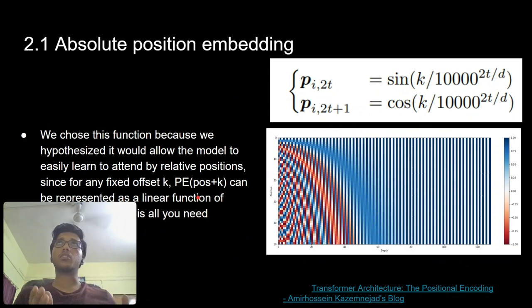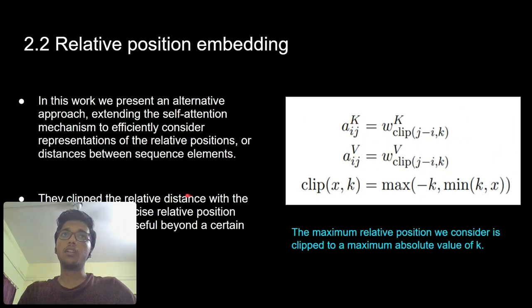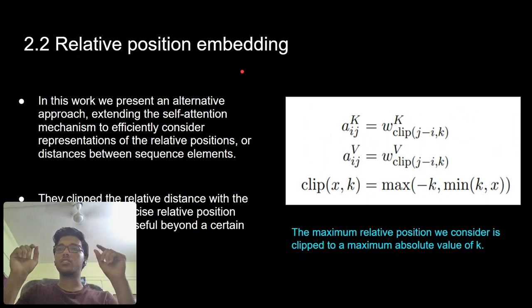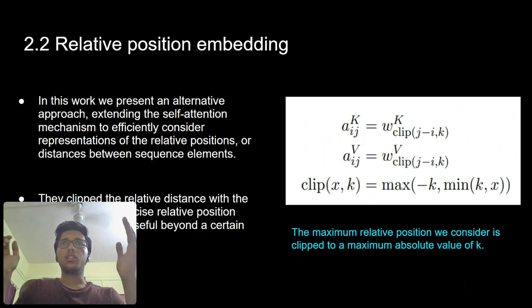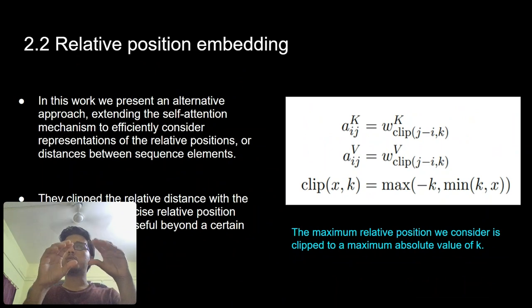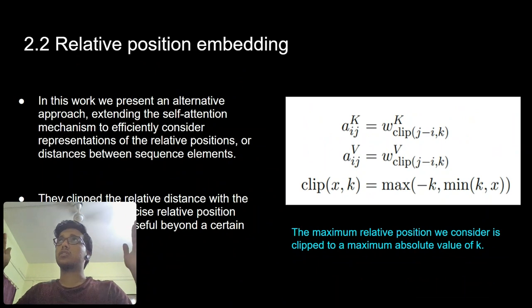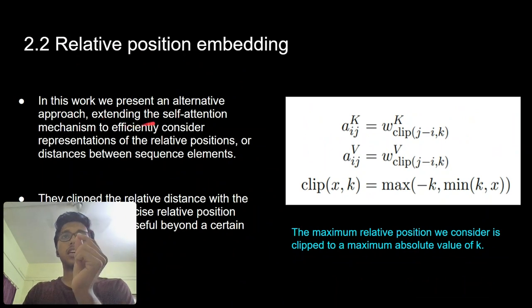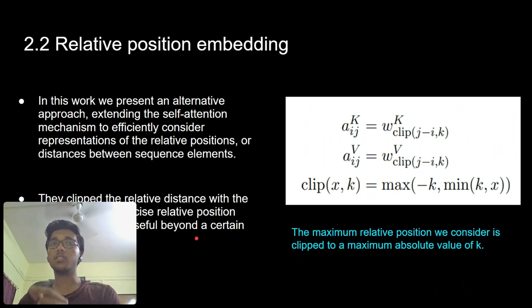So this was the first part, where the authors introduced absolute position embedding. The second part is the second work, relative position embedding. What the authors said is that not all the relative positions between the words are necessary. For example, the relative positions k plus something to k minus something should be enough for generating a meaningful embedding. So here is what this is. In this work, we present an alternative approach, extending the self-attention mechanism to efficiently consider representation of the relative positions. They clip the relative distance with the hypothesis that precise relative position is not useful beyond a certain distance.